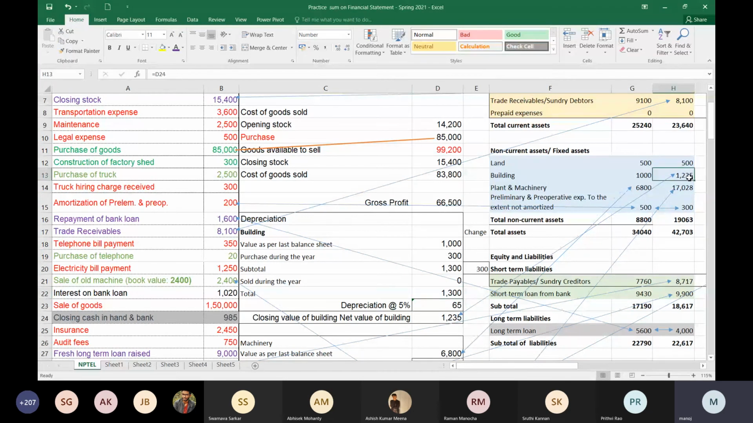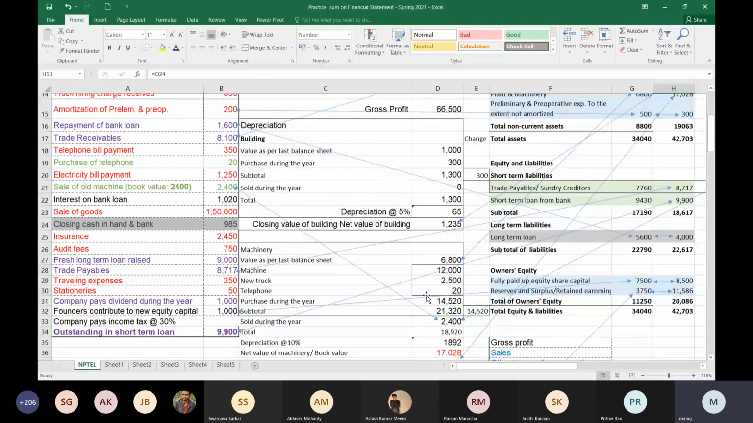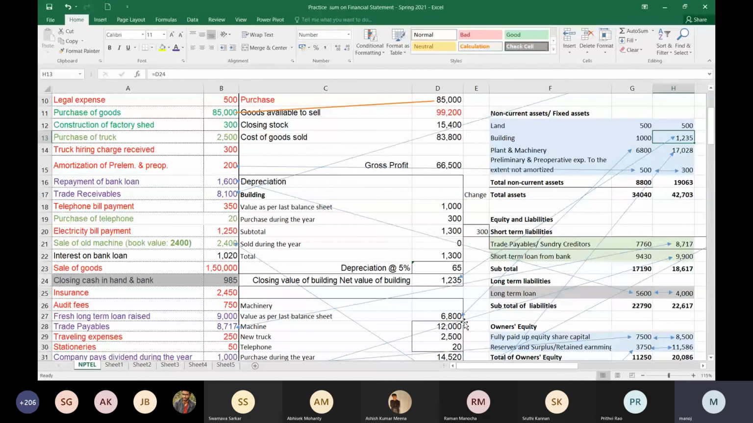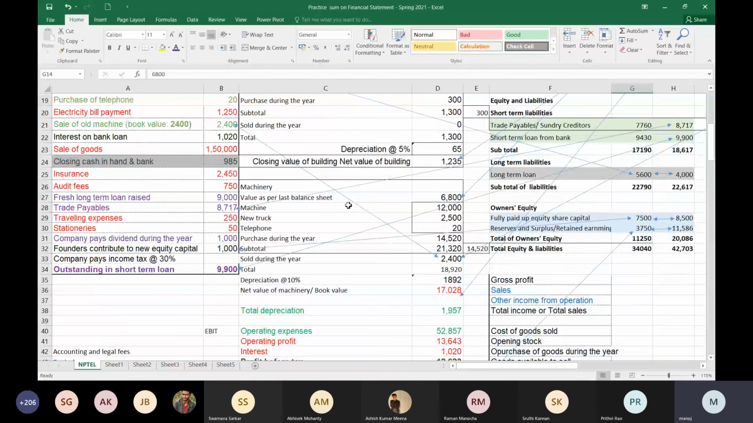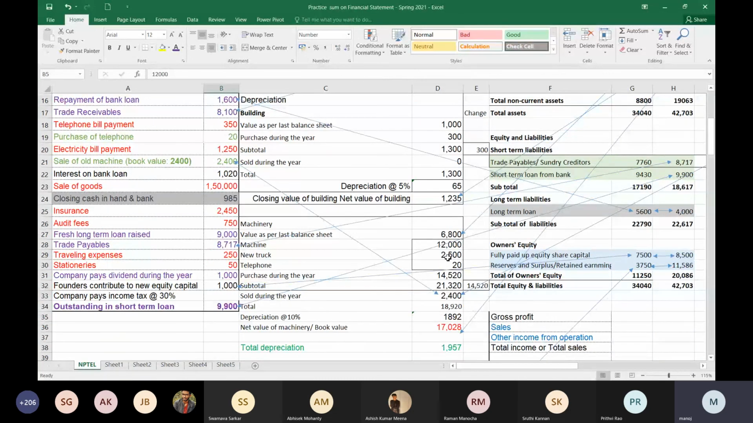That becomes the new book value of fixed asset. It is written here in the balance sheet. That is how balance sheet is prepared. Then machinery, previous year's value. Machinery, previous year's value was 6800. I have given an arrow for you to understand. Then you have bought new machinery worth 1200. Where is that? Here, 1200. So add that. Then you have bought 2500 rupees worth of truck. Truck also is fixed asset, so it also comes under machinery, so it is added. You bought another telephone for rupees 20, so you add that.